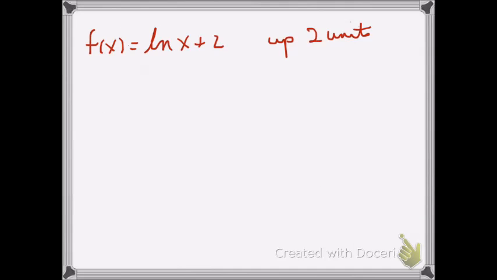Here's another transformation, this time of the natural log of x, plus 2. It is not in parentheses, so it indicates that we're going to go up 2 units. Now our domain is determined by the argument, x greater than 0.